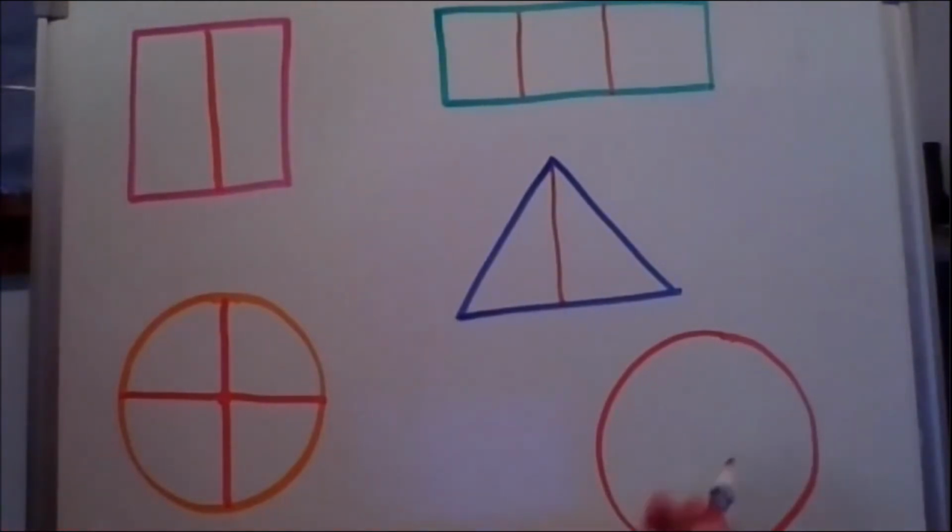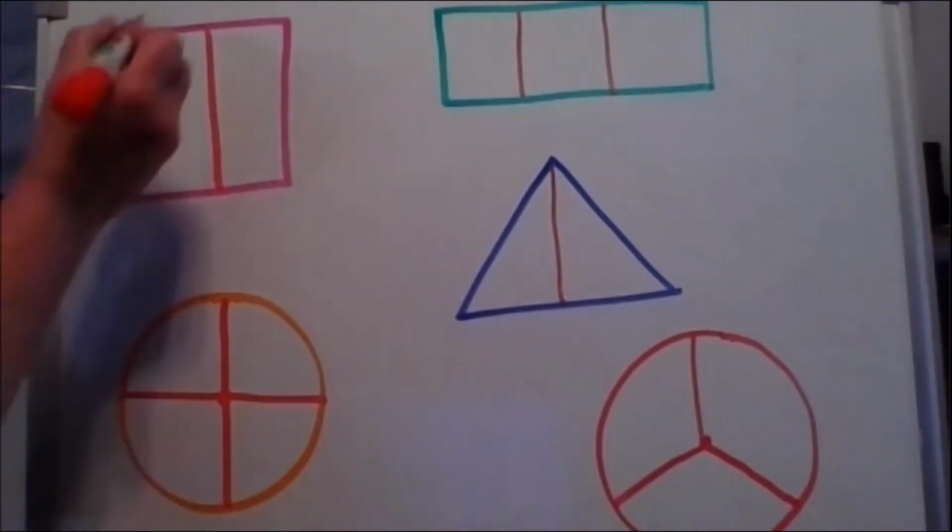So now we have another circle. And if we want to divide it into thirds, again, we have to start in the center, go straight down, and then off to the side, we draw the lines because we want each part to be equal. So the circle has been divided into, that is correct, thirds.